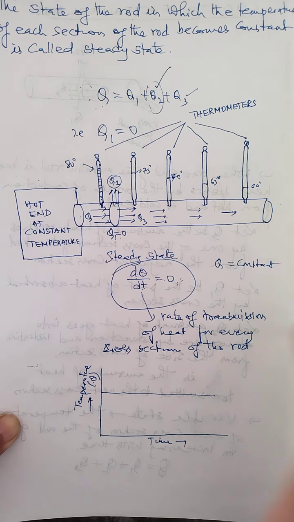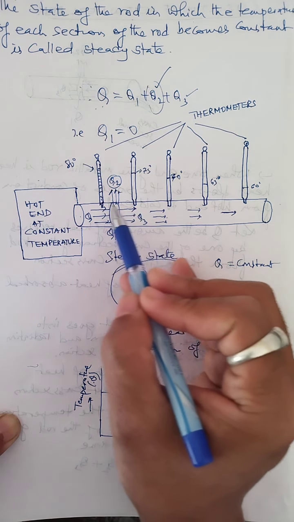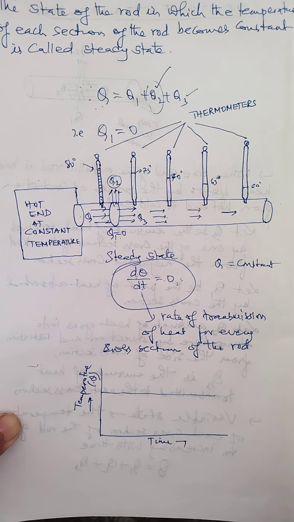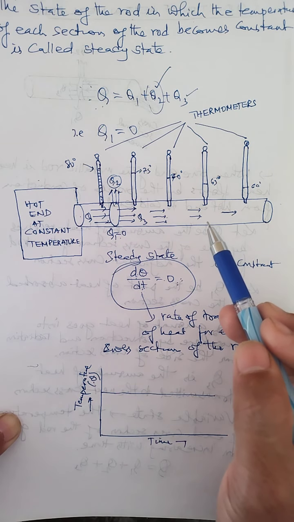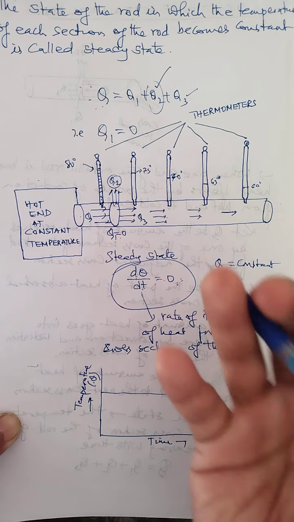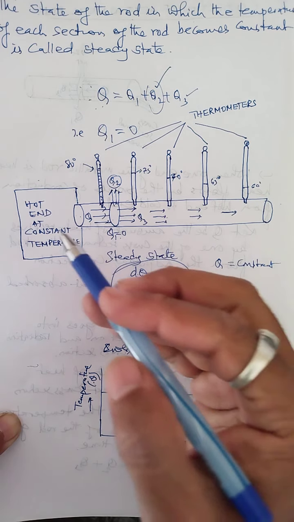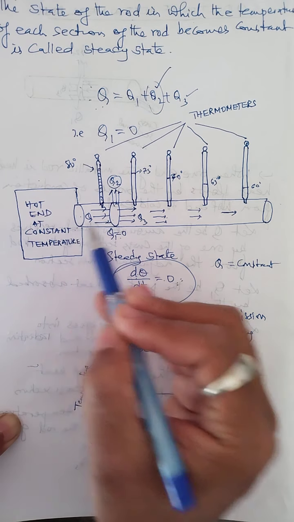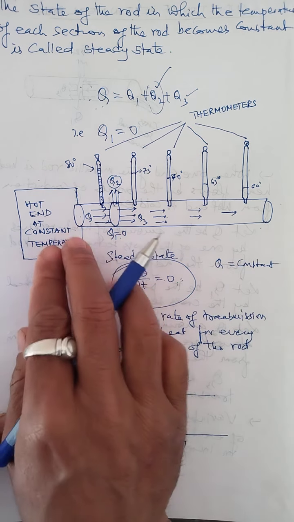So in this steady state, the rate of conduction of heat in the rod depends only on the material of the rod. The material of the rod is expressed by the term conductivity of the rod, because different metallic rods have different conductivity. Conductivity means the ability to absorb and transmit heat to every cross section of the rod. So if you move from the hot end, where you are supplying the heat, to the other end, the distance increases.